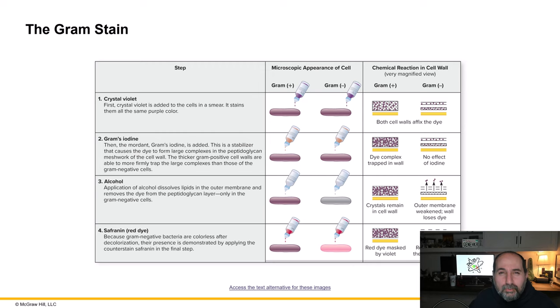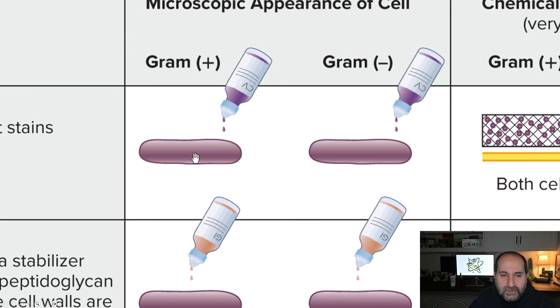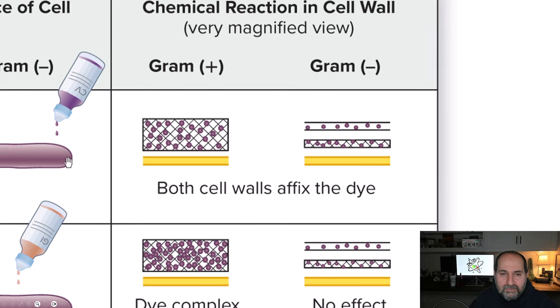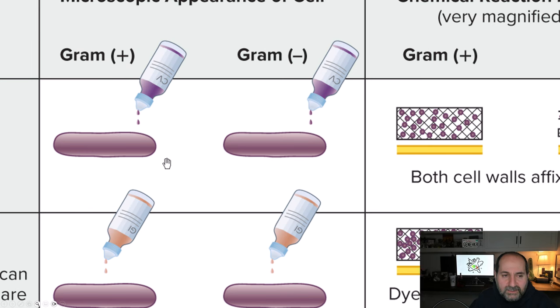Now let's quickly go through the gram stain and determine how it works. Remember, the first step of the gram stain is to add crystal violet, a basic dye. Remember that basic dyes have a positive charge, and crystal violet is a basic dye with a positive charge. This means that crystal violet will stick to the negatively charged cell. It will stick to not only gram-positive cells on the left, but gram-negative cells on the right as well. Remember that a gram-positive cell has a thick peptidoglycan cell wall, and a gram-negative cell has a thin peptidoglycan cell wall. Both cells are stained purple at the first step with crystal violet.